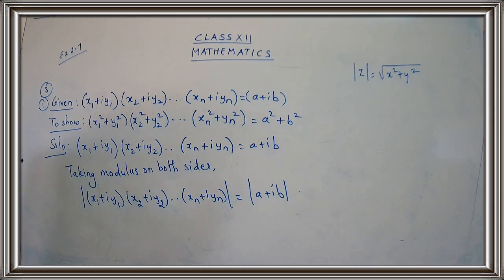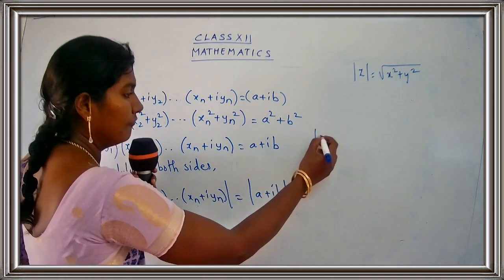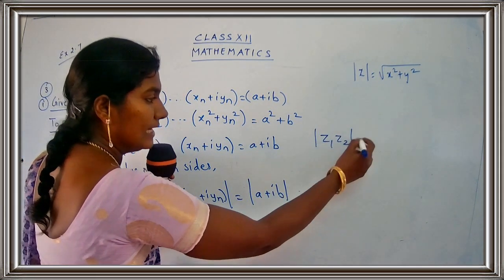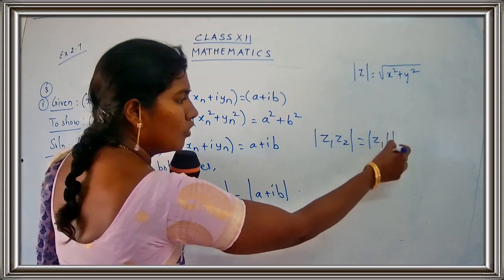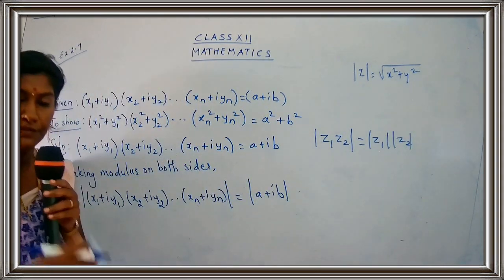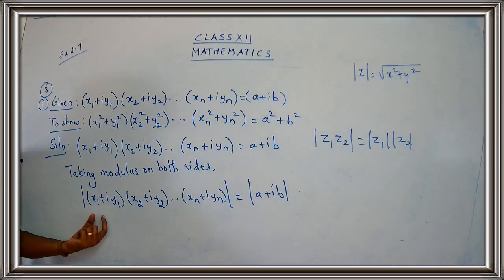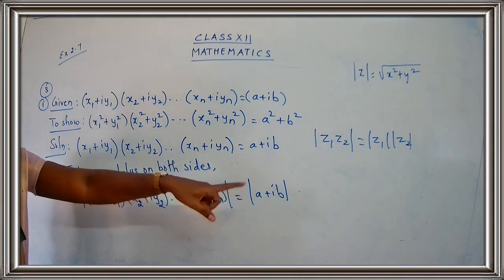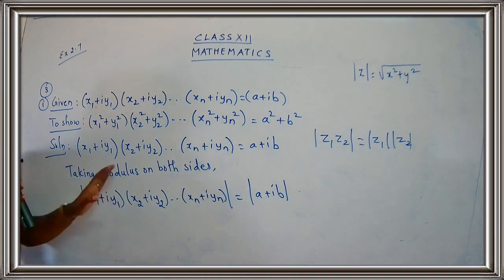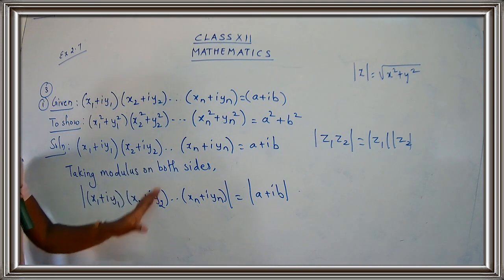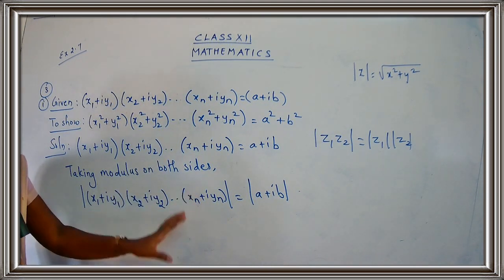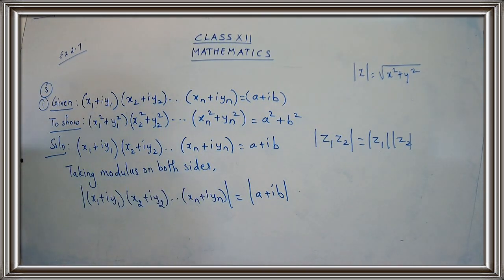That is, if you have modulus of Z1 Z2, then it can be written as modulus Z1, modulus Z2. That is, you can give the modulus separately for each term. So now here we have taken the product together in the modulus sign. So now what are we going to do? We are going to apply the property of the modulus, and we are going to give a separate modulus sign for each term. So let's do that step, children.